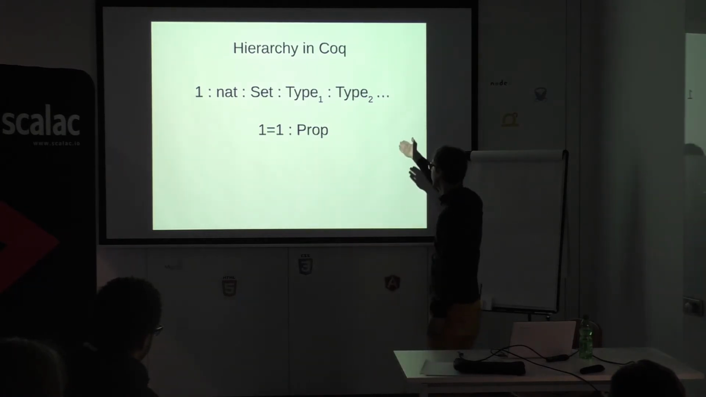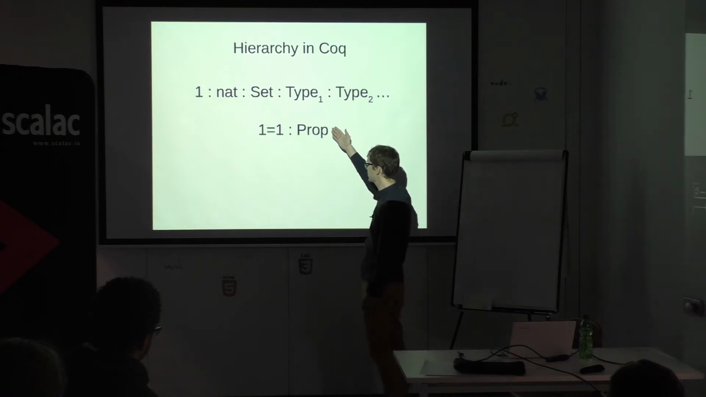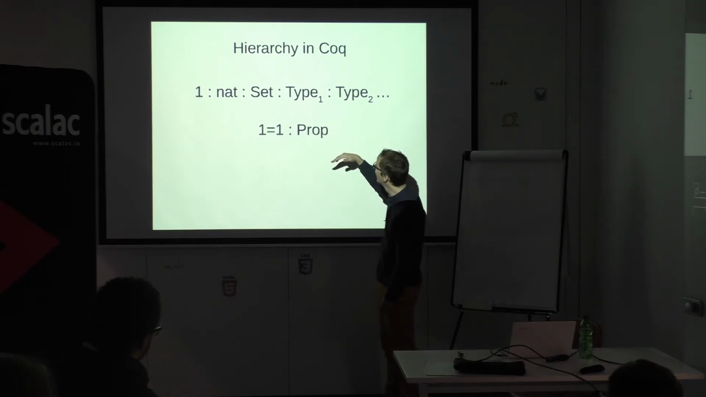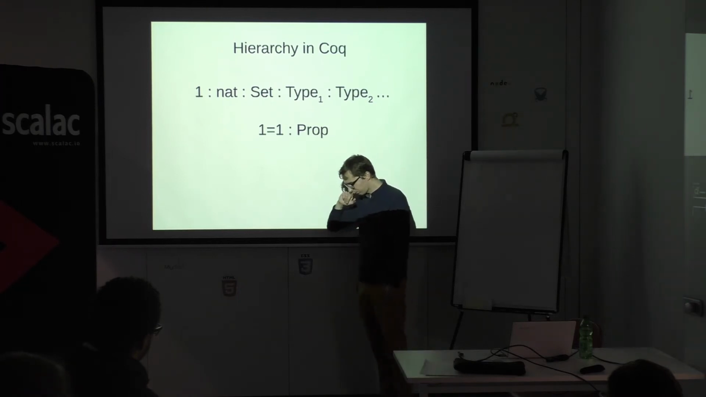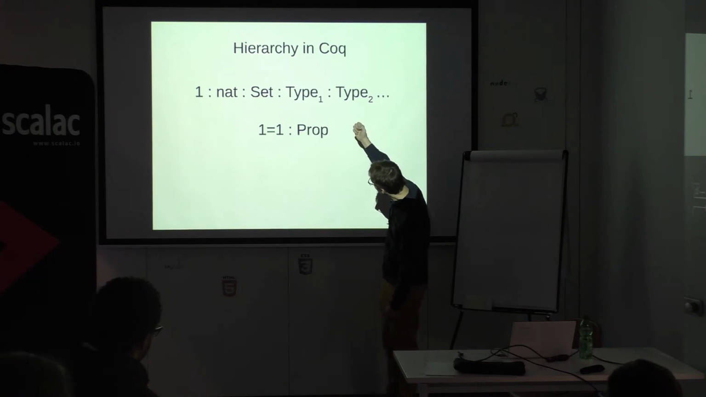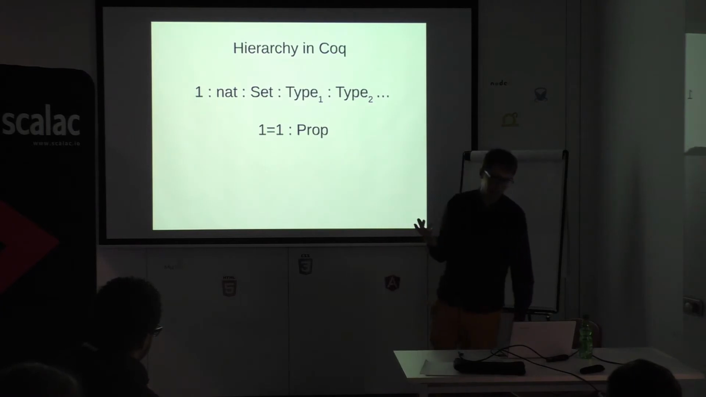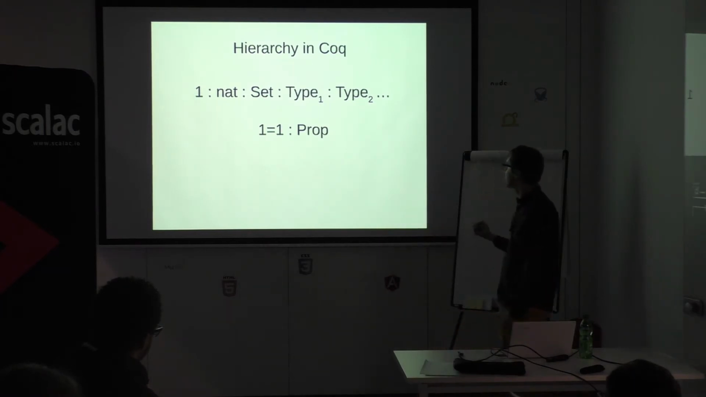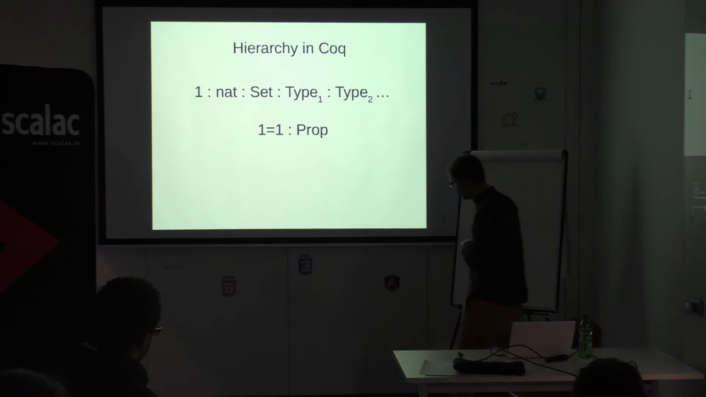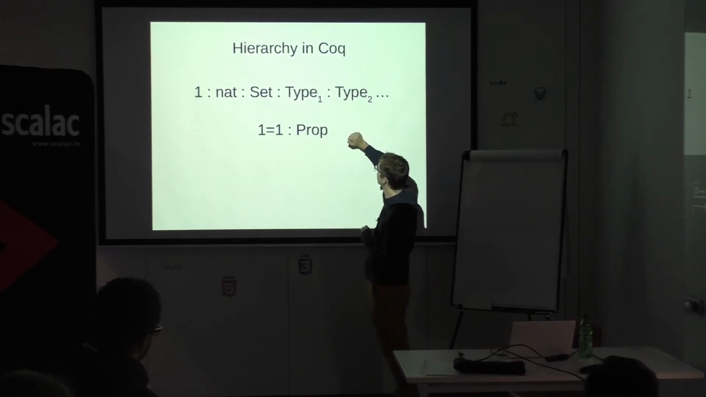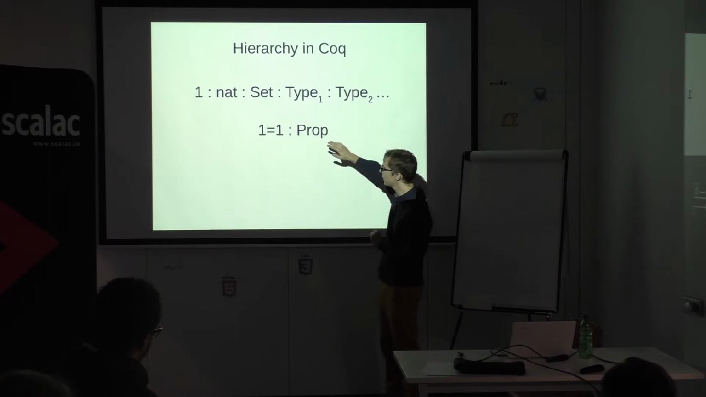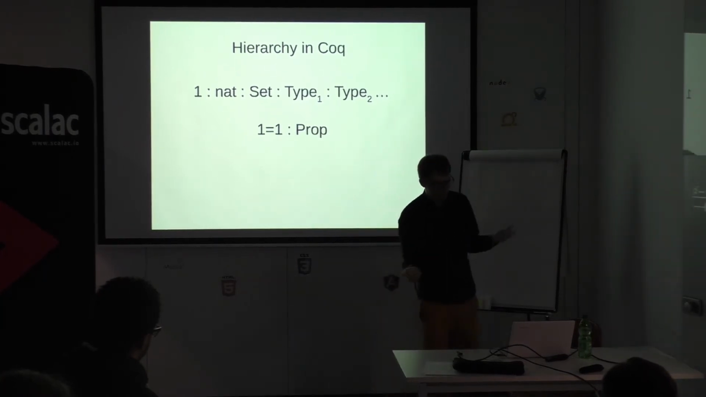And there is also Prop. Prop is the type of propositions, and it's kind of on the side. And why is that? There's actually an important reason behind that, which I'm just going to signal very briefly. So these types are predicative, and Prop is impredicative. So what does it mean?